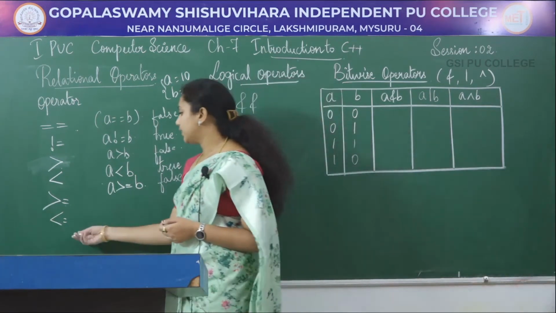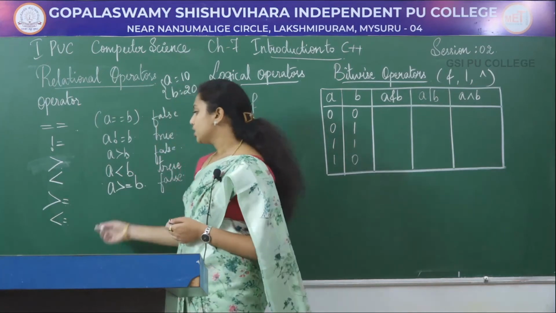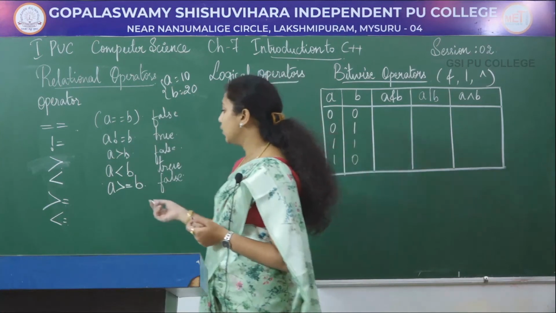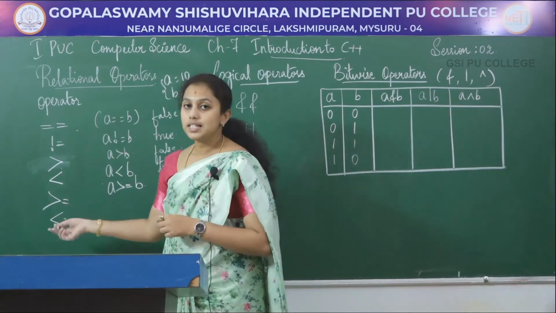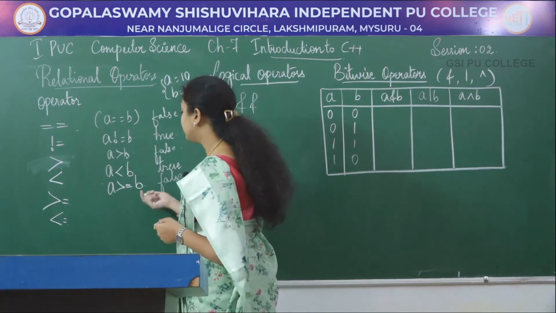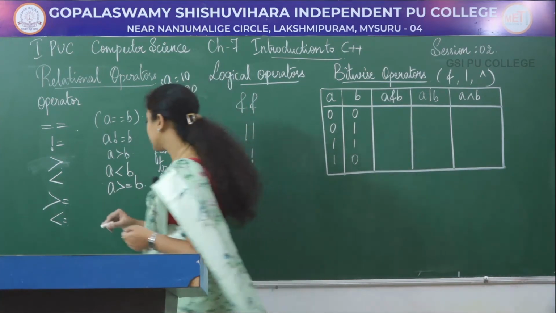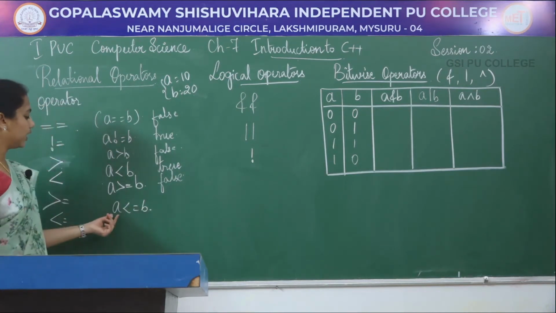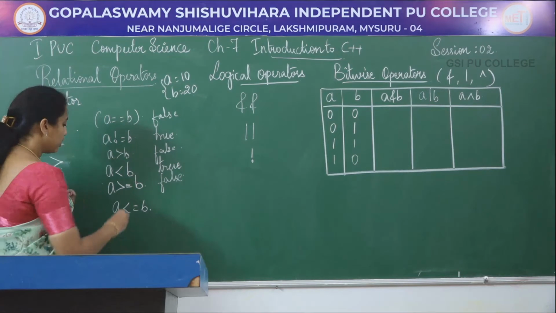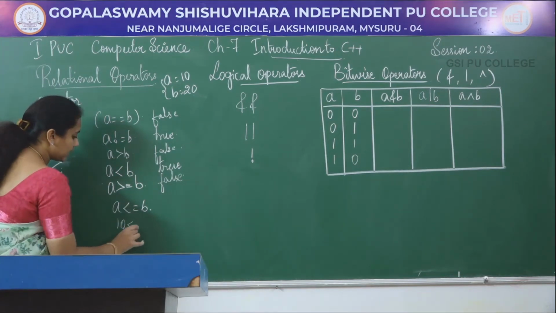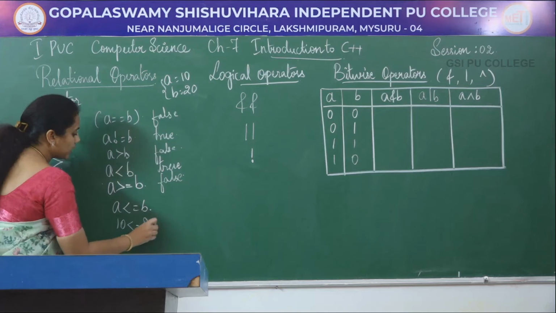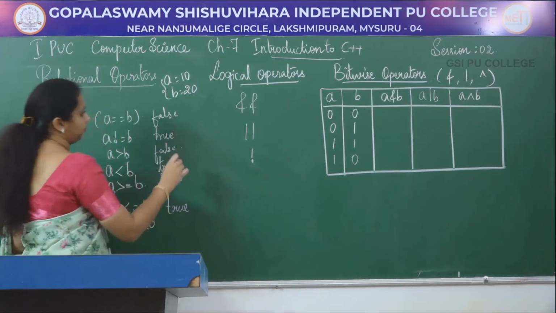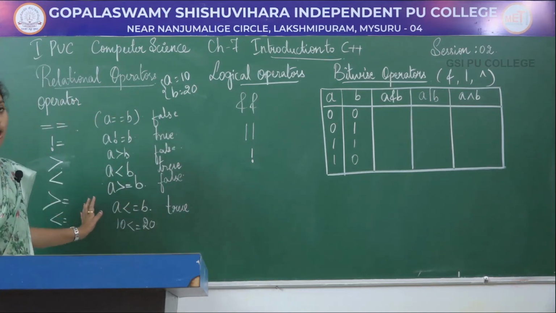And the last operator is lesser than or equal to. So this operator is used to check whether the value of the left operand is less than or equal to the value of the right operand or not. So here we are checking whether A is less than or equal to B. So here the value of A is 10, 10 is less than or equal to 20. Here 10 is less than 20, hence the output will be true. So this is about the relational operators.